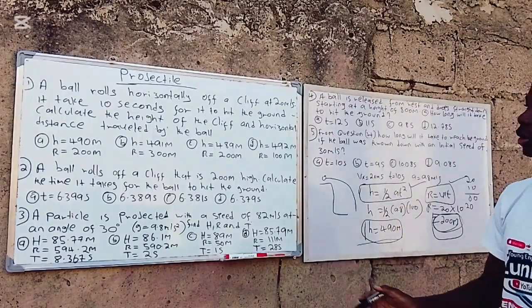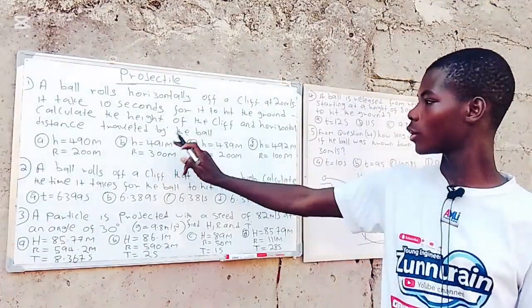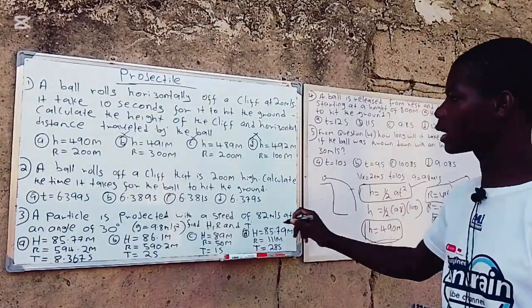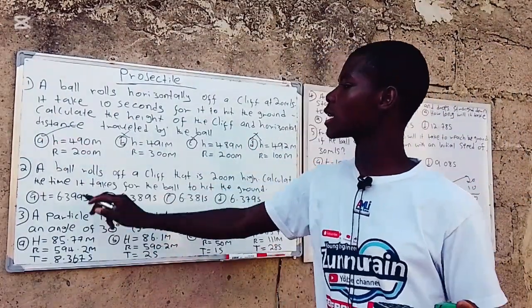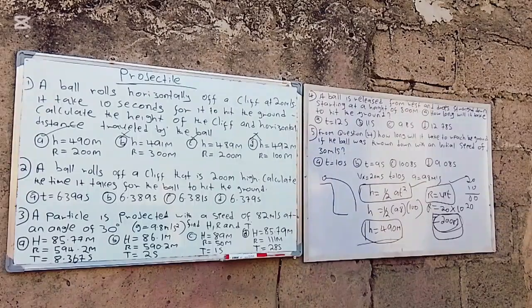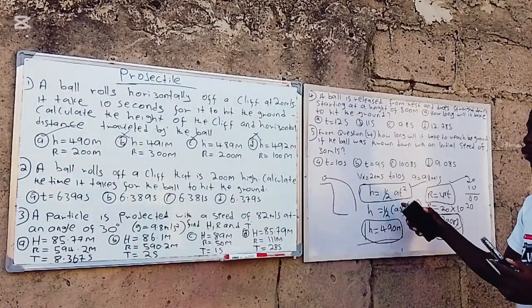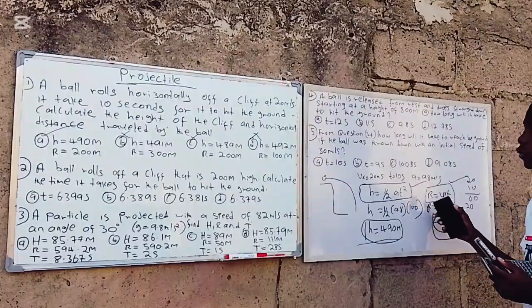So let's check the options. We have 491 now, this is not the answer. This is also not the answer. So where is the answer? Yes, this is the answer, 490 and 200 meters. Kindly write this formula down: h equals half a t squared, and the range equals Vt.